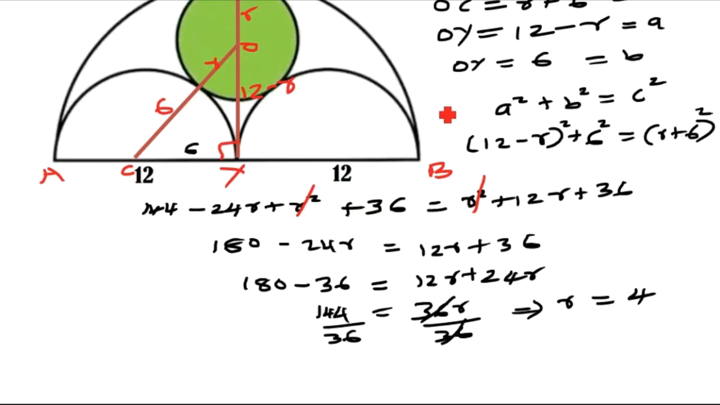The green part is a circle. So the area of a circle is given by pi r squared. So that means we have pi and r we found to be 4. So it is pi times 4 squared, and you get the area to be 16 pi. Ladies and gentlemen, that is the simplest means to find the green area of that given figure.